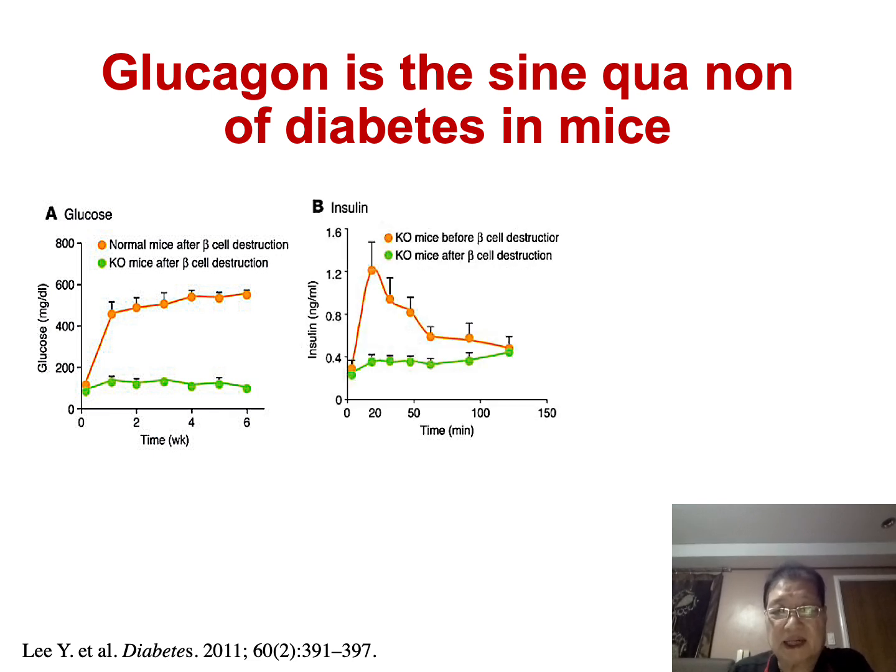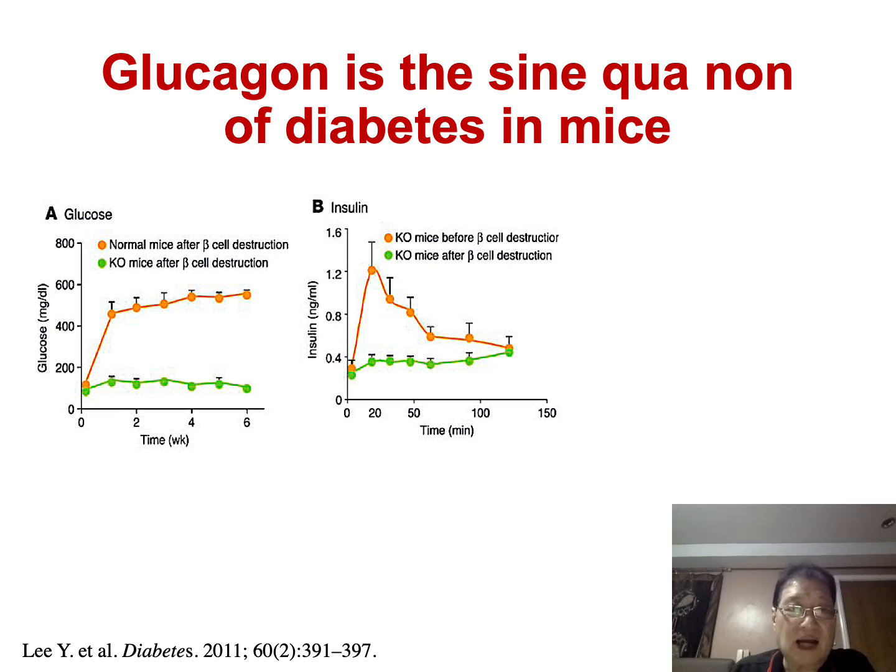Now, the second graph is the measurement of insulin response to an oral glucose challenge. They measured insulin this time, in the knockout mice before and after beta cell destruction. As you can see, in the orange knockout mice before beta cell destruction, you still have beta cells to secrete insulin. You don't have the glucagon receptor, but you see an insulin response after a carbohydrate or oral glucose challenge.